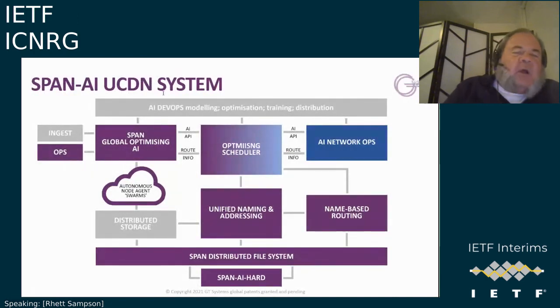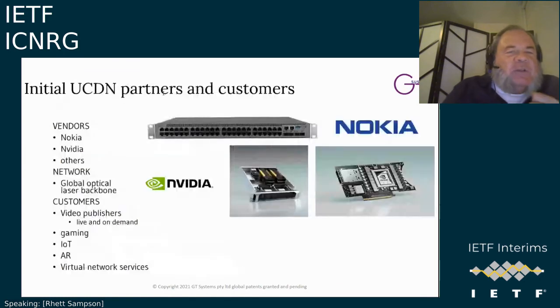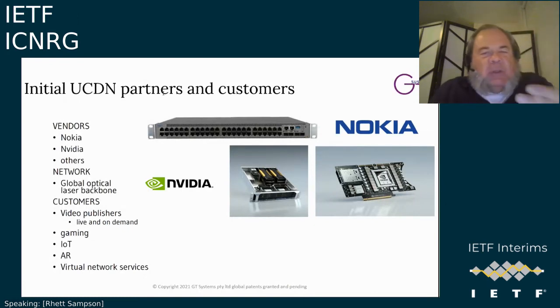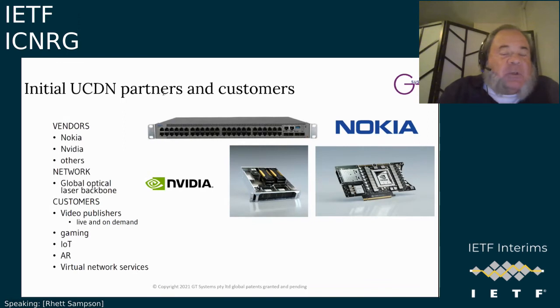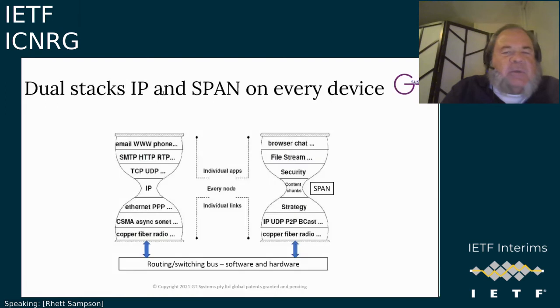So that's a system block diagram of merging the two things together, which talks a bit more about that. We won't go into too much detail about the rollout. It's global. We're doing Africa first. We'll hopefully do Australia very soon. We're working with these guys. So this is the really interesting thing: these are the people who are building existing networks, or maybe building future networks in the case of NVIDIA. And that's the system block diagram out of the patent, which is similar but different to some of the earlier ones, which are more involved.